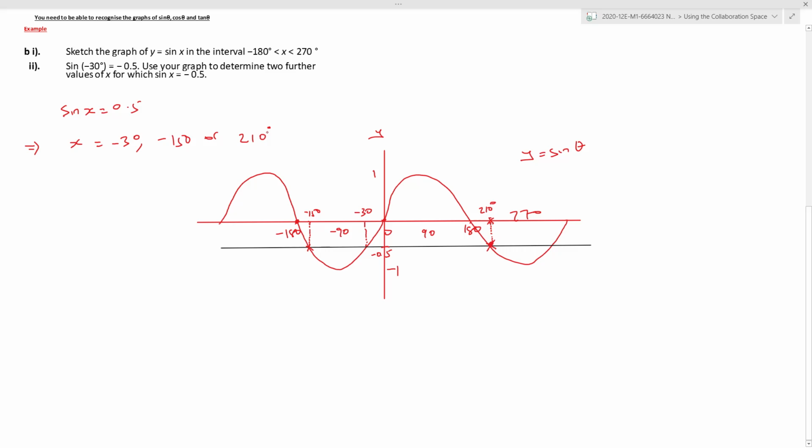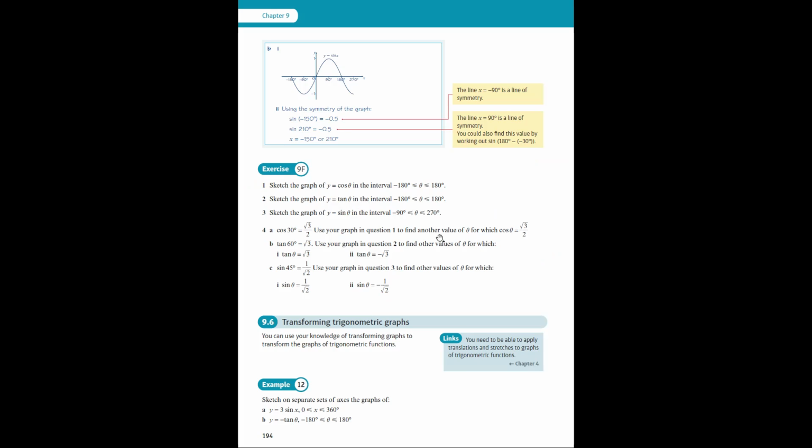Good, so sketch the curve, hopefully a bit better than mine. Once you've done that and copied the answers down, then I've got some classwork for you. Not too many questions on this exercise. So hit pause, copy, when you're ready, hit play again. Okay, so exercise 9F is on page 194. And there are only 4 questions there, so have a go at all of them. Good. I'll attach the questions to the assignment.